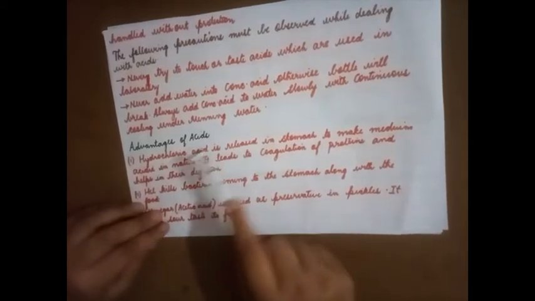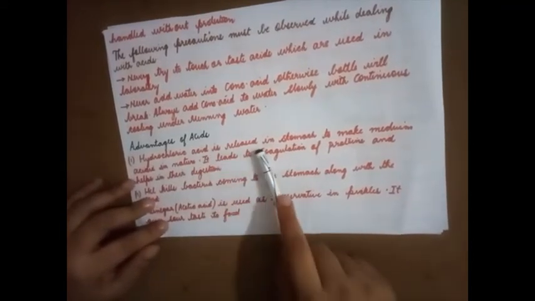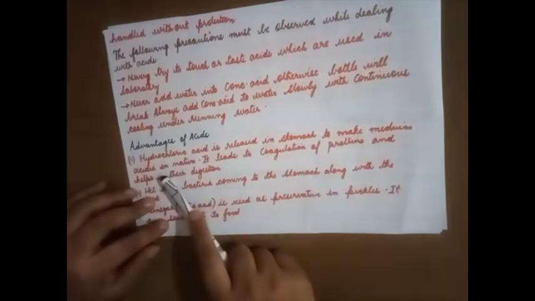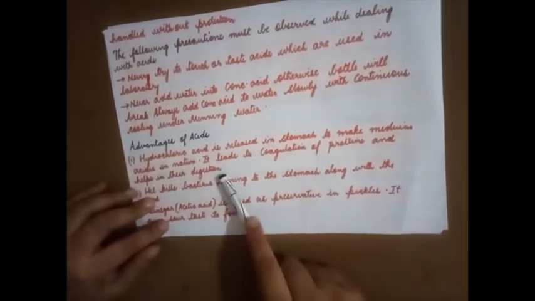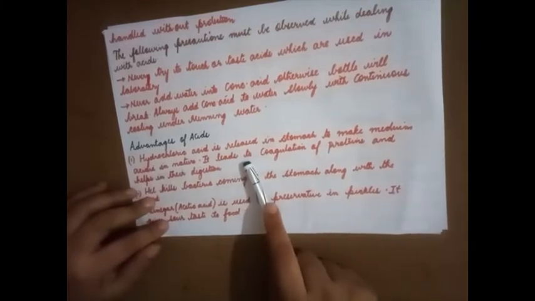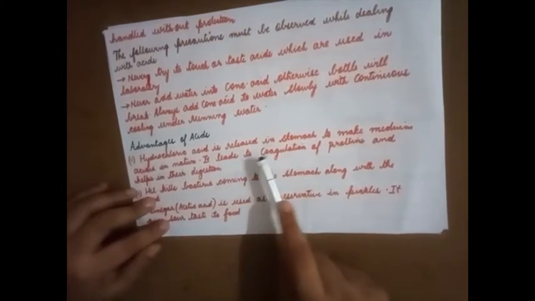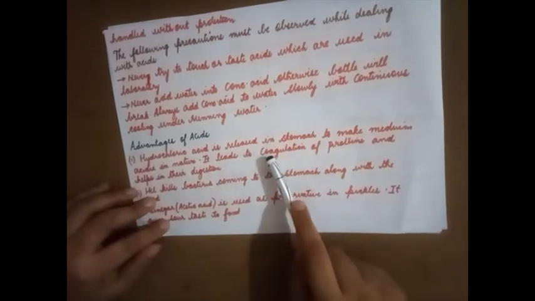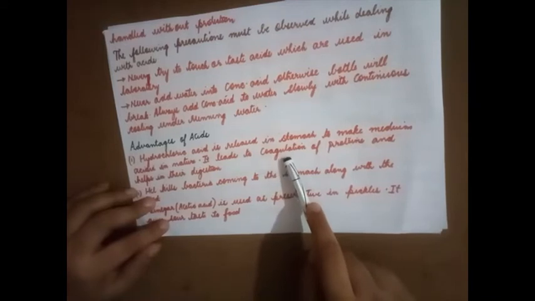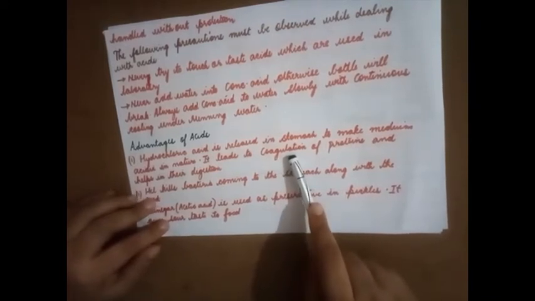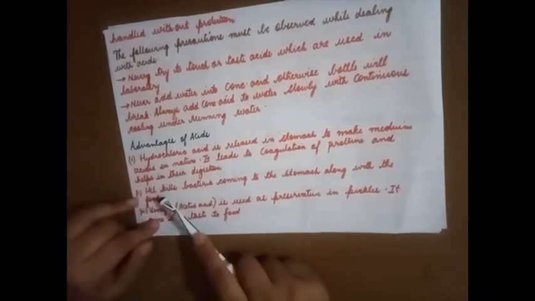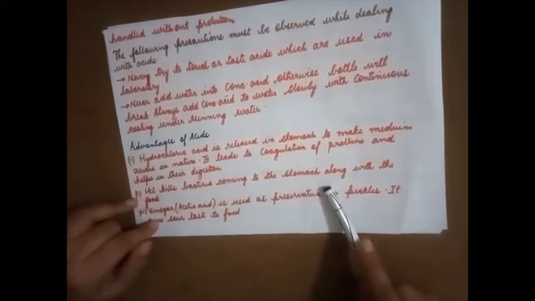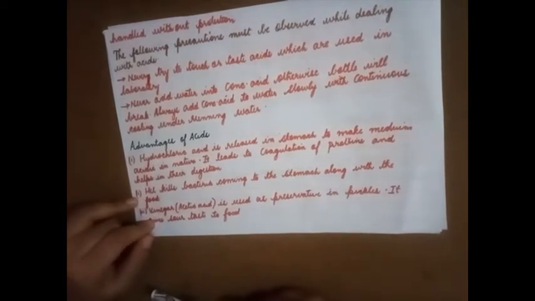Advantages of acids. Hydrochloric acid is released in stomach to make medium acidic in nature. It leads to coagulation of proteins and helps in their digestion. Hydrochloric acid is released by the goblet cells in the stomach, and what happens is it leads to coagulation of proteins. Coagulation means there is a change in the structure of protein and thereby helps in bringing about the digestion. HCl kills bacteria coming to the stomach along with the food.